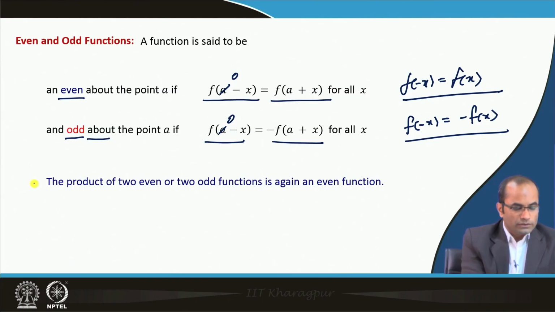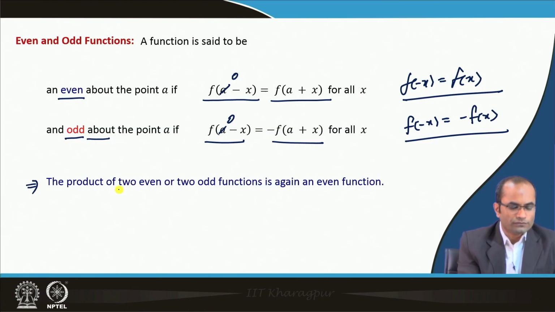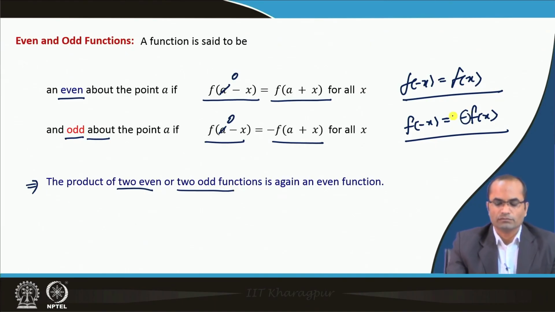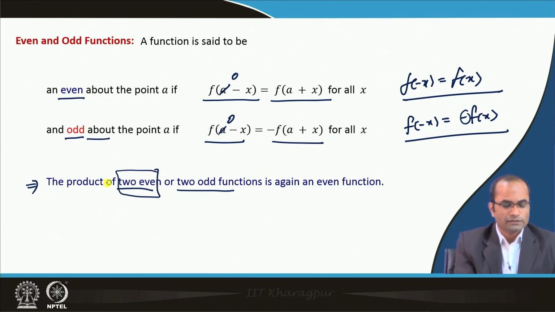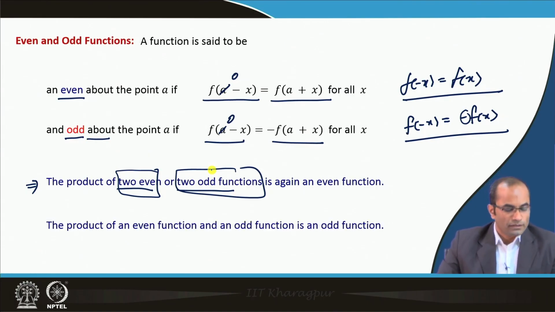Well, there is a property of these even and odd functions. The product of two even or two odd functions is again an even function because of that minus sign. Minus multiplied by minus is again plus. So, if we take two even functions, their product will also be even, and if we take two odd functions, their product will also be even. That property will be used for evaluating Fourier coefficients.